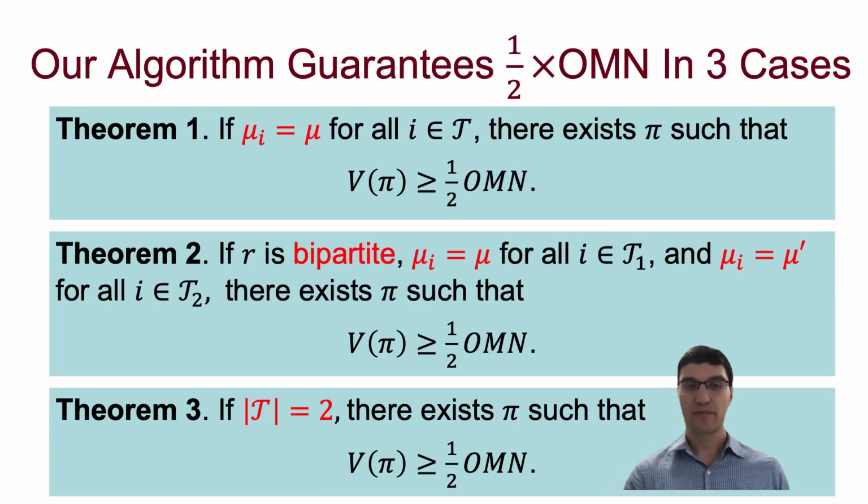Okay. And then the third theorem here, we're including really just to show that we don't necessarily think the assumption of homogeneous mu is required. So this is saying if we only have two types, then regardless of what the mu's are, our policy is going to achieve half of the omniscient benchmark. Okay, so these are our results.